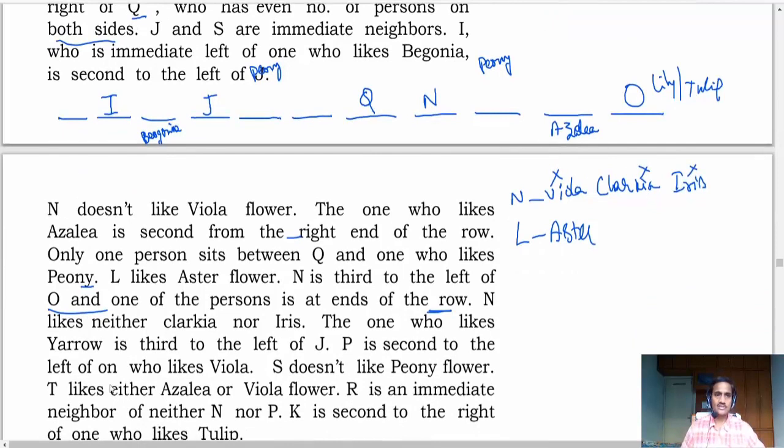The one who likes yarrow is to the left of J. J is here, so yarrow must be at this place. Yarrow is to the left of J.